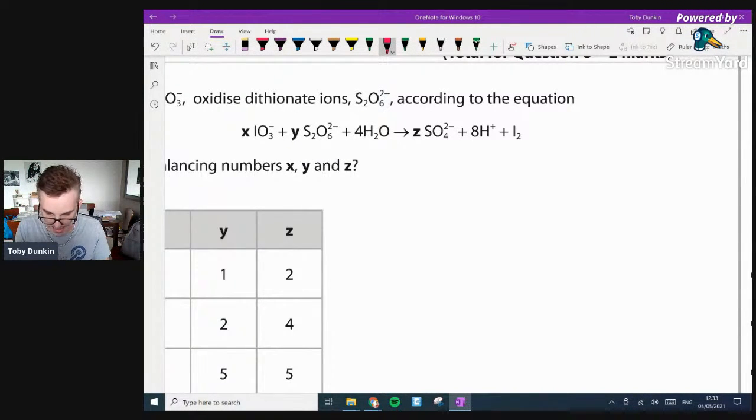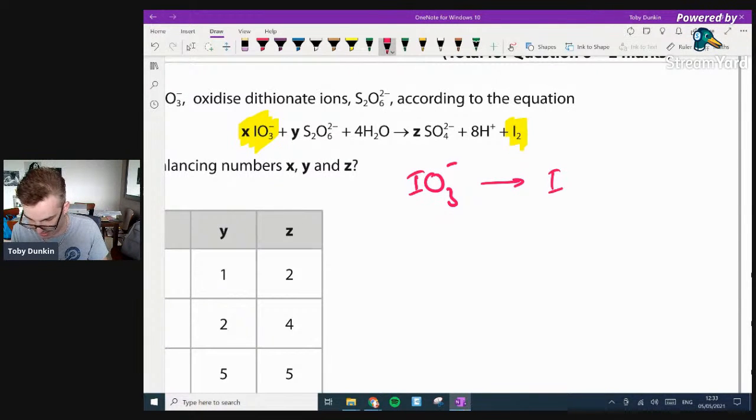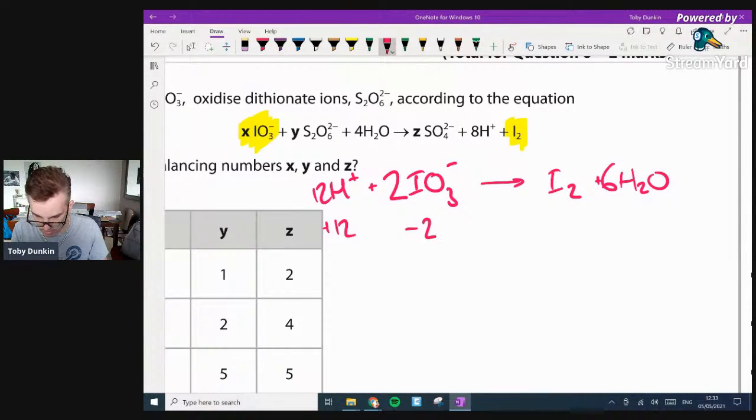The first thing I'm going to do is isolate the iodine. The iodine goes from iodate, with iodine at plus 5, to iodine. Let's balance the half equation: 2 iodate, plus 12 H pluses, giving iodine plus 6 waters. Holy moly, that's a lot. The charges are plus 12 minus 2, so overall plus 10 electrons, because that side's 0. Bring it down. Next, I'm going to isolate the sulfur.